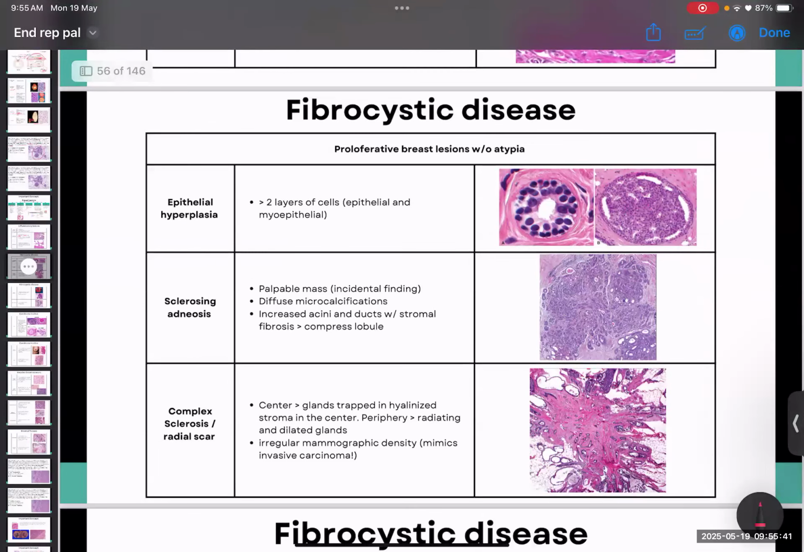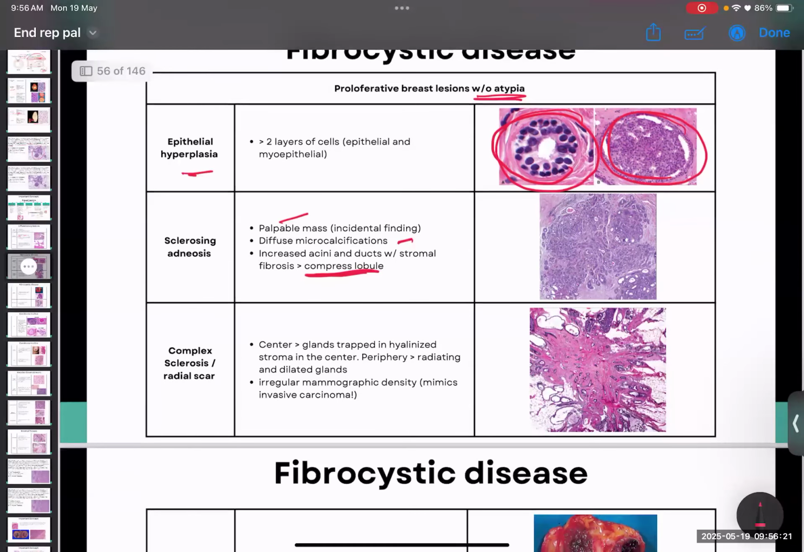Fibrocystic disease, we're talking about proliferative breast lesions without atypia. So you have epithelial hyperplasia. This is how the normal epithelium should look, just two layers of epithelial and myoepithelial cells. Hyperplasia is just a lot of cells, both epithelial and myoepithelial. Sclerosing adenosis is where you have proliferation of both the acini and the ducts. So the surrounding connective tissue gets fibrosed, and so it leads to compression of the lobule as well, and you will see microcalcifications. And it will also present as a palpable mass, but this is without atypia, so it doesn't really raise the risk of cancer.